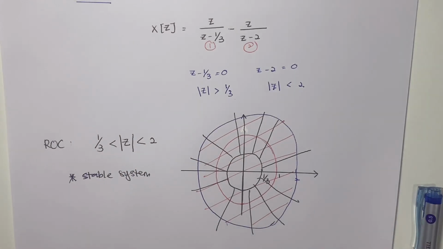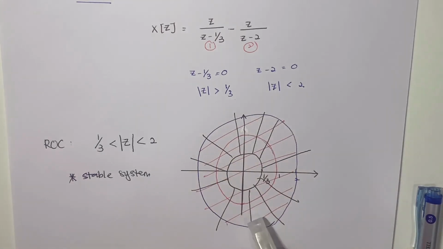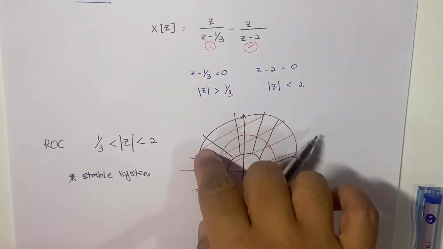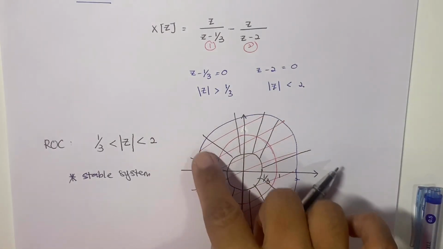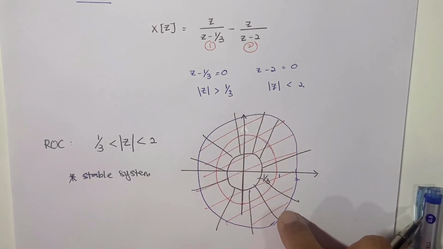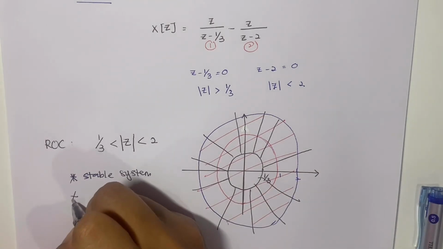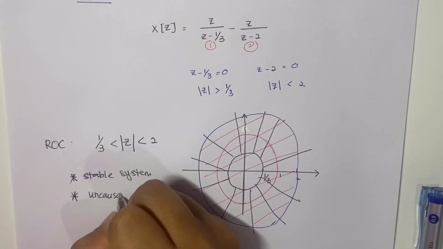What about causality? Is it a causal system or not? We know that the outermost pole is 2, but the ROC does not lie outside this outermost pole. So it is considered a non-causal system.